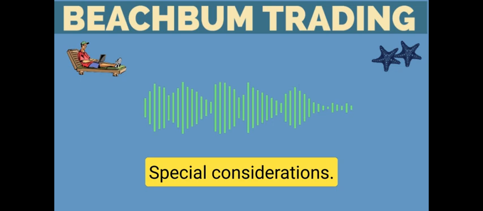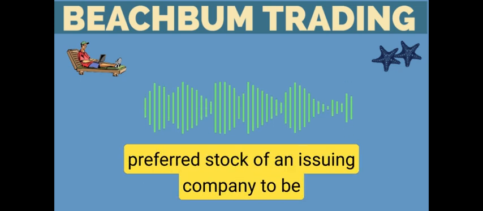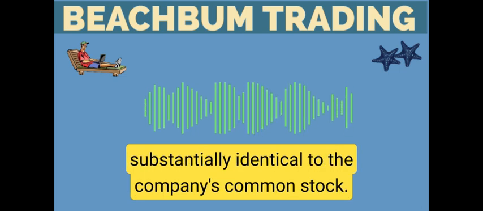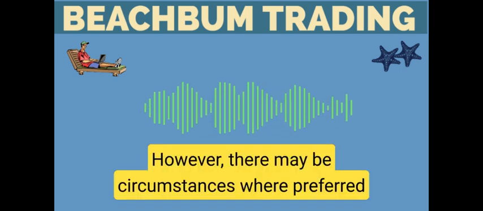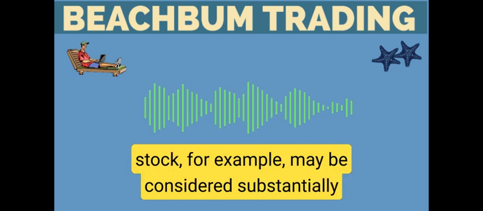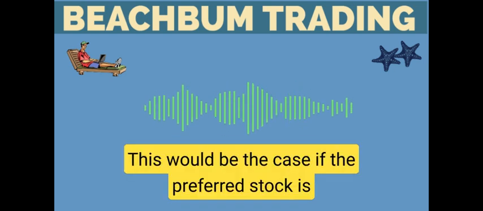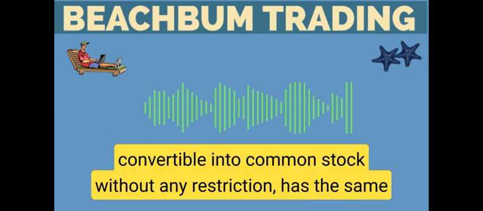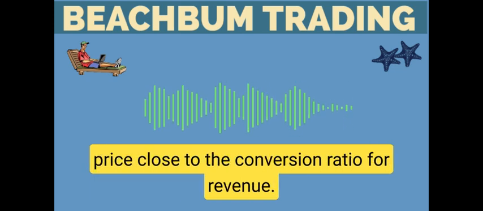Special considerations: the IRS does not ordinarily consider bonds and preferred stock of an issuing company to be substantially identical to the company's common stock. However, there may be circumstances where preferred stock, for example, may be considered substantially identical to the common stock. This would be the case if the preferred stock is convertible into common stock without any restriction, has the same voting rights as the common stock, and trades at a price close to the conversion ratio.